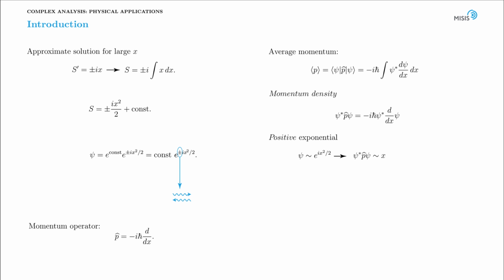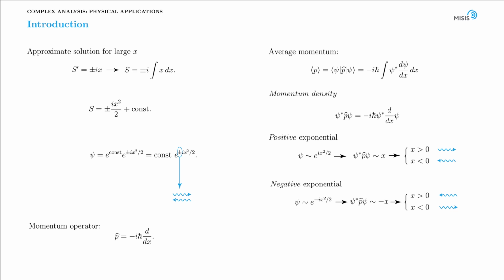Hence, the positive exponential describes a right moving particle for positive x and a left moving particle for negative x. The same, with opposite signs of course, holds for the negative exponential. So the asymptotics help us understand what the incoming and outgoing electron waves look like. Armed with asymptotic solutions, we are ready for a final assault on our differential equation.